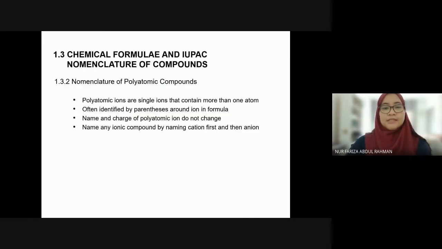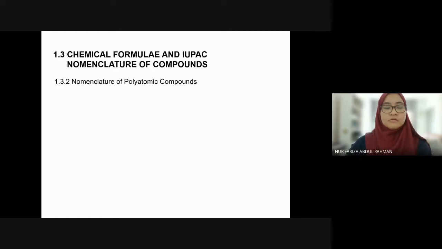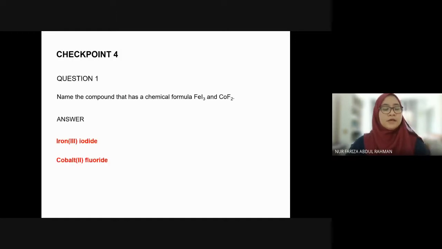I think that's all for now. We have covered the nomenclature of ionic compounds for both invariant and variable charge. We will continue with the next subtopic in the next lecture. All right, thank you everyone.